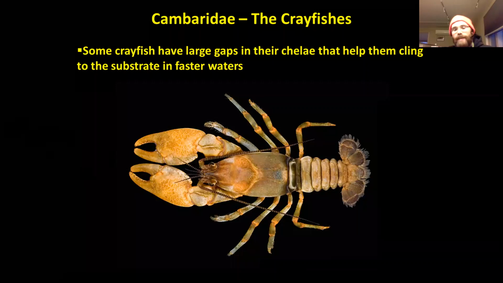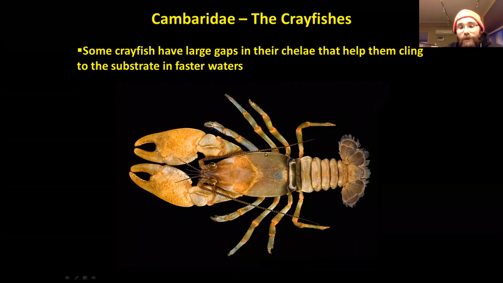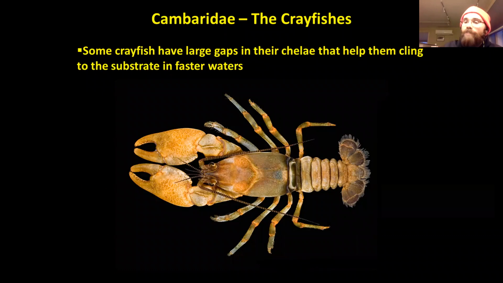And when you look at the rest of the body of this crayfish, look how smooth the rest of the crayfish is. There's virtually no spines on this animal. So the less spines, the less drag from water that's going to be occurring in these faster areas. So this is a very streamlined crayfish that moves through these faster waters very easily.